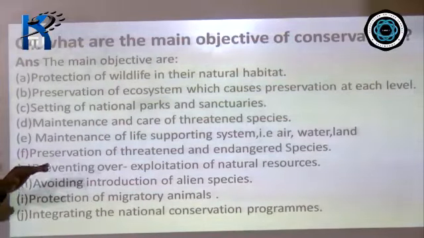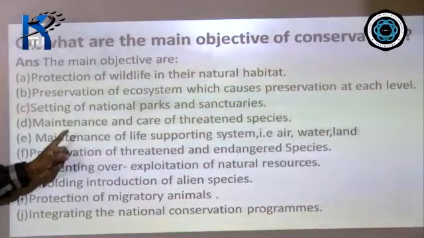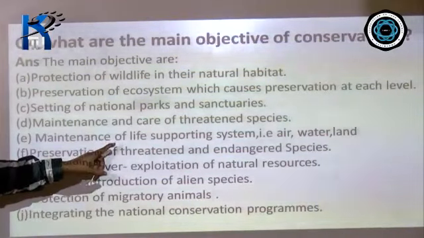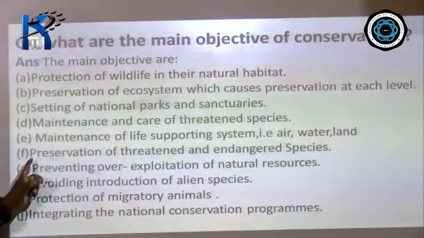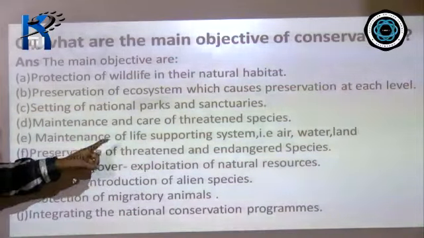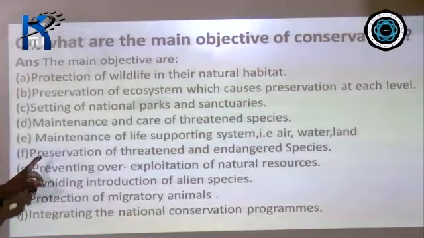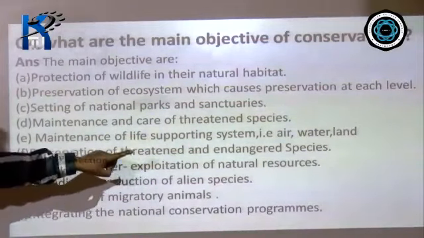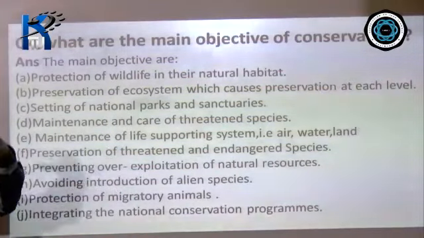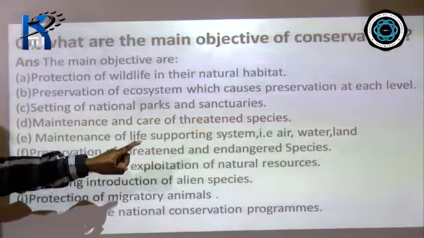But what do many students write? Maintenance of life supporting system air. Another point, maintenance of life supporting system water, like that. No, maintenance of life supporting system, air, water and land included. 1 point. Preservation of threatened and endangered species, the species which are endangered, which are likely to go under extinction, you call as endangered species.